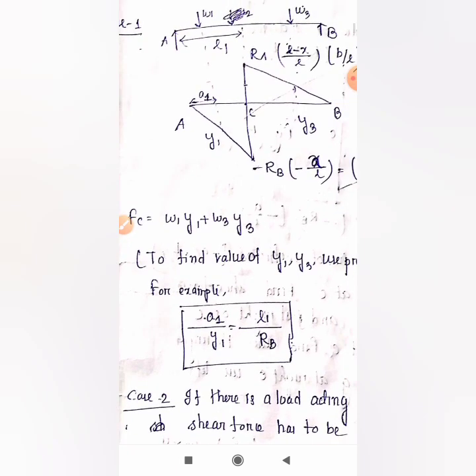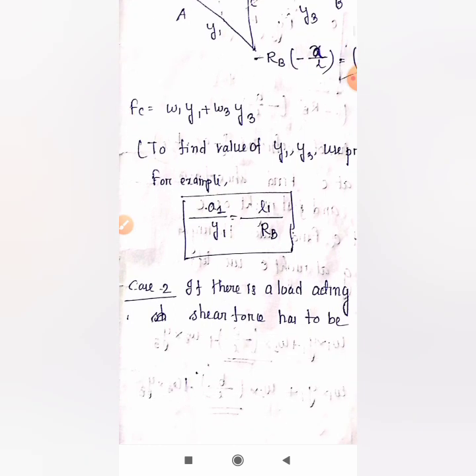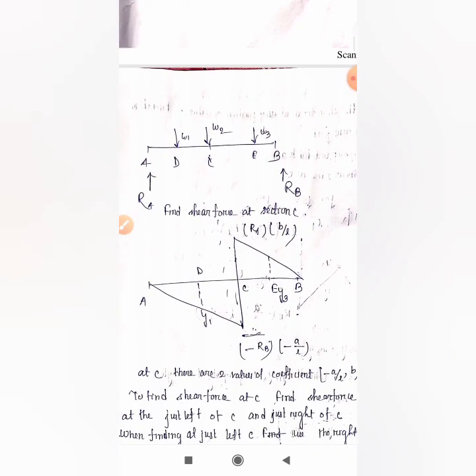That means after finding the value of Y1 and Y3, all the ordinates, we will multiply them and we can easily solve them. But when we face case 2, that means in section C, where we have to find the shear force, there will be already a load acting. Okay guys, just understand this properly. Suppose I have drawn here, in section C I have been asked to find the value of shear force, and already W2 load is acting at section C. Now what will you do?